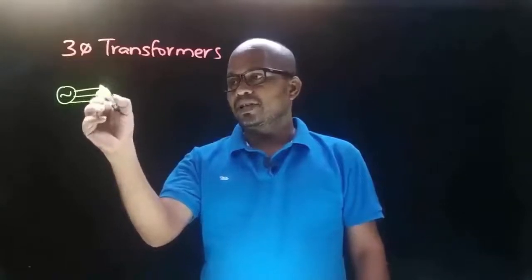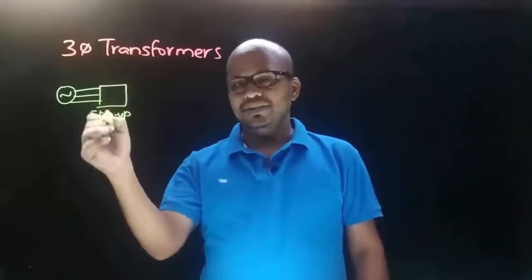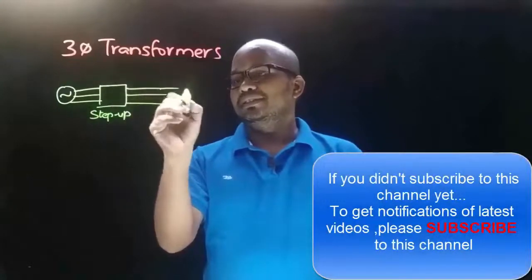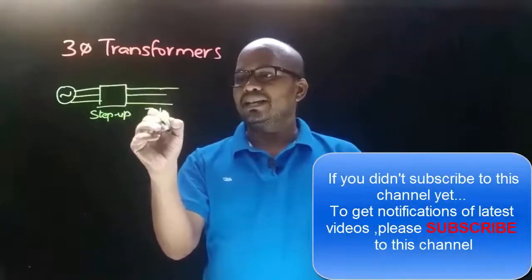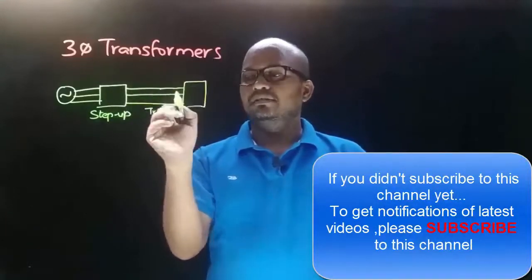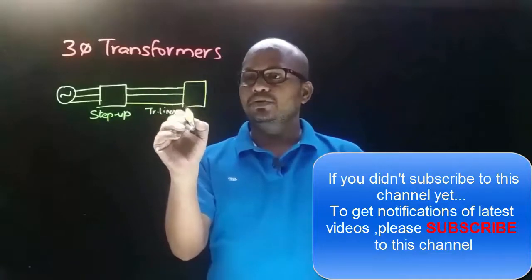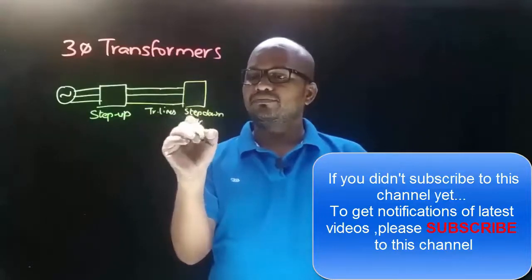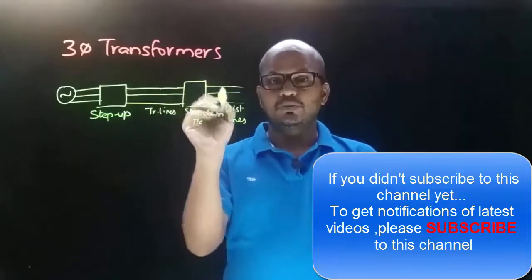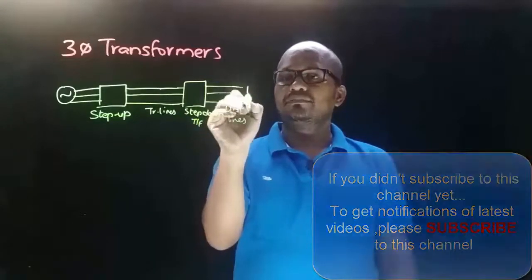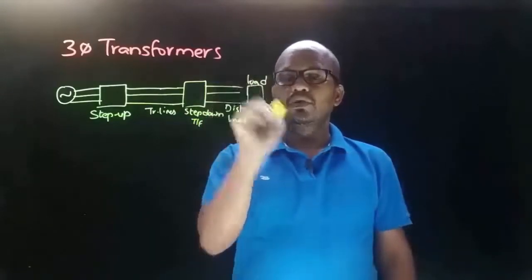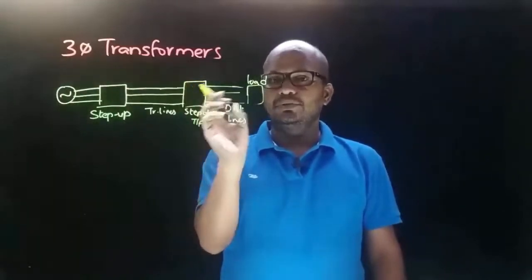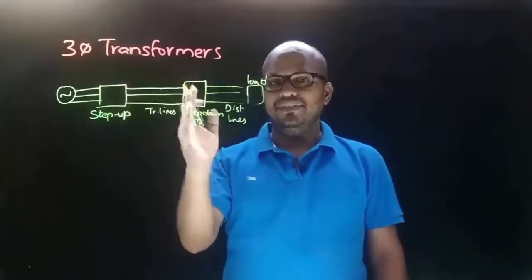being stepped up with the help of a three-phase step-up transformer, and then it is transmitted through transmission lines, and then the transmitted power is stepped down by a step-down transformer and then distributed through distribution lines and finally to the load. This means the power generated is being transmitted and distributed to the load with the help of three-phase transformers.